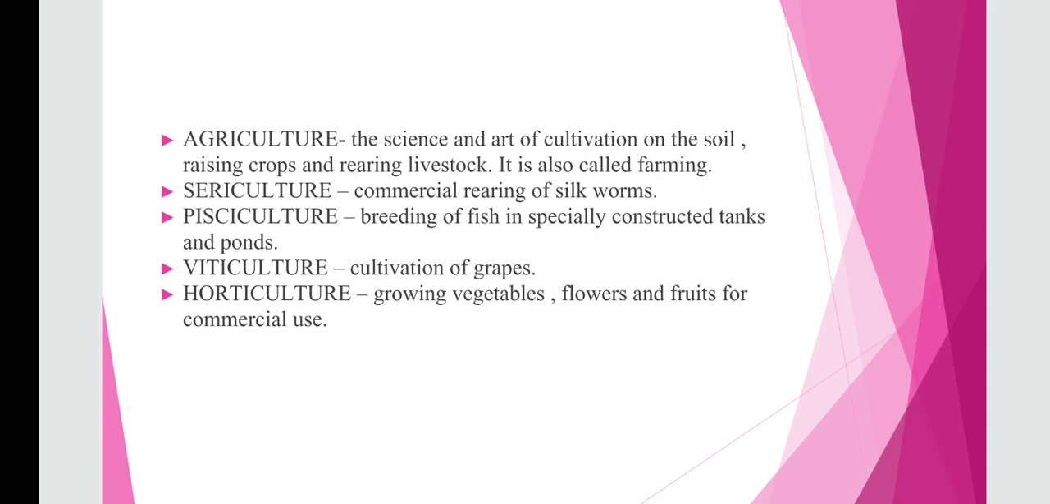Now viticulture. What is viticulture? Cultivation of grapes. Then we have horticulture. What do you mean by horticulture? Growing of vegetables, flowers, fruits for commercial uses.